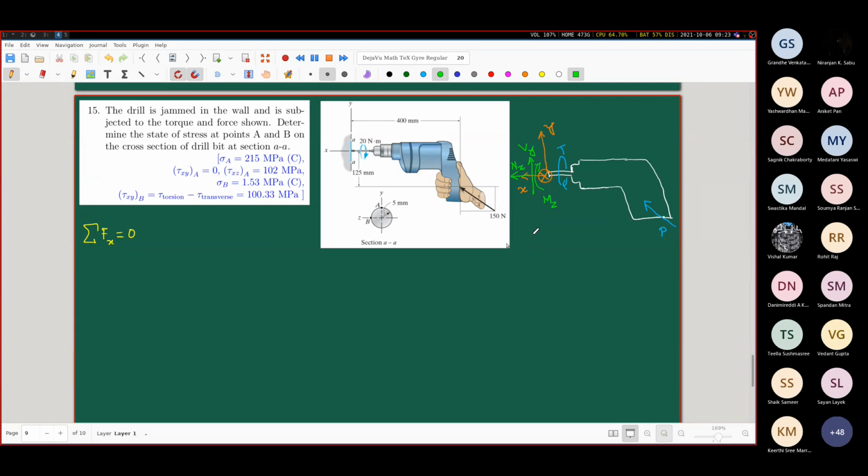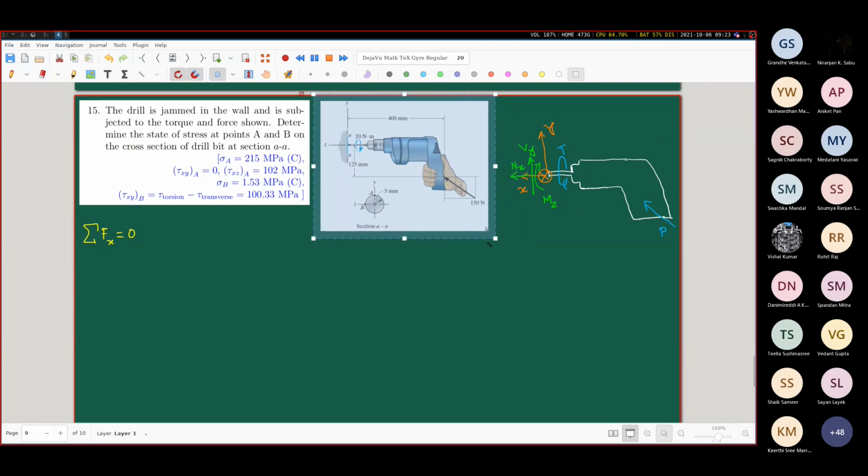Anything else that should be here? So reaction in Z. Reaction in? I could not hear you. So along the Z axis reaction, Vz. But you see, there is no force. I mean, sure, you can have a Vz, no problem, but Vz will turn out to be actually 0. But there is something which you have not considered till now.